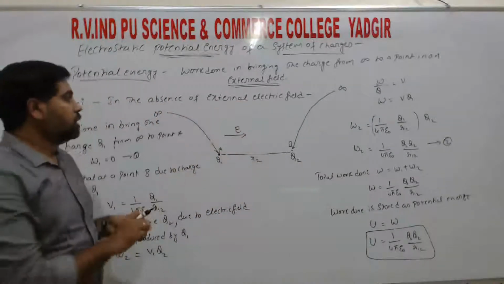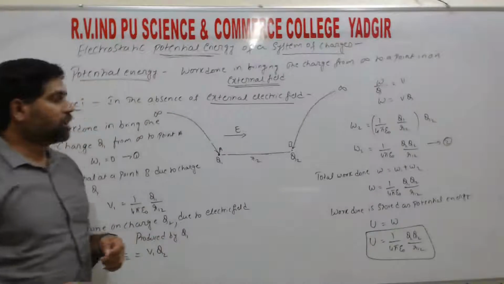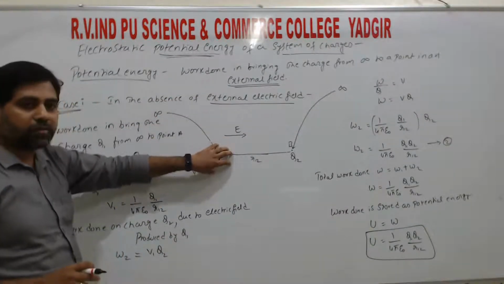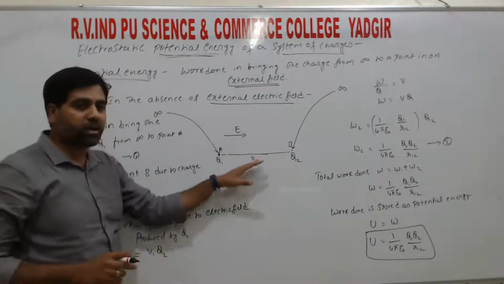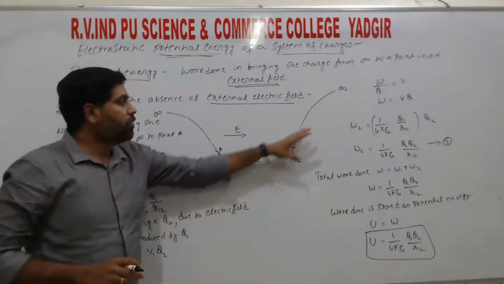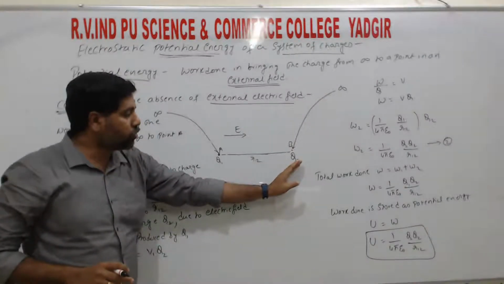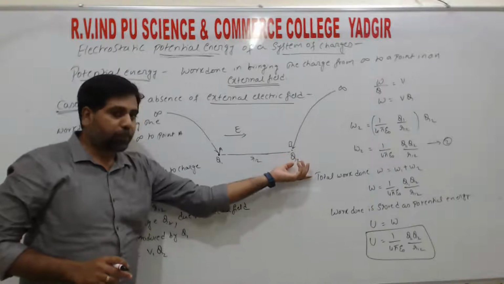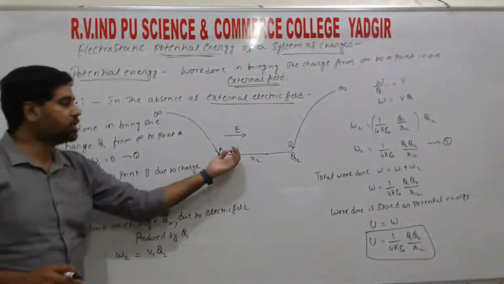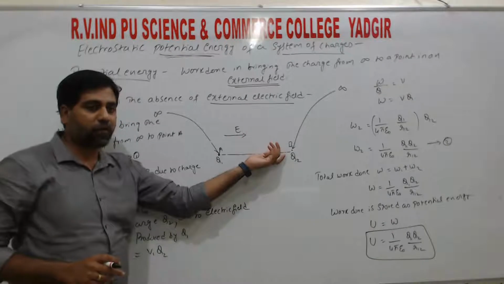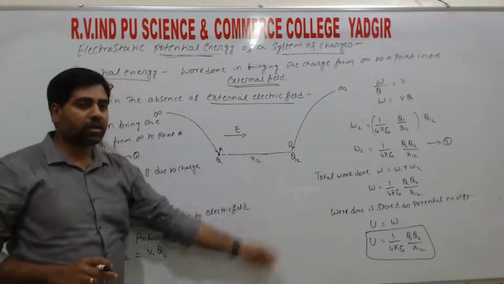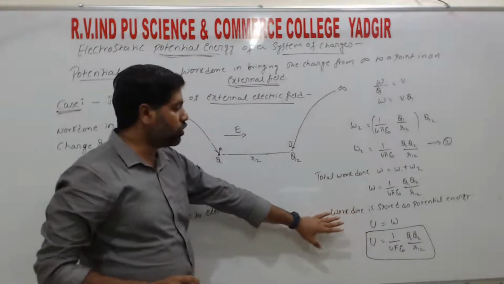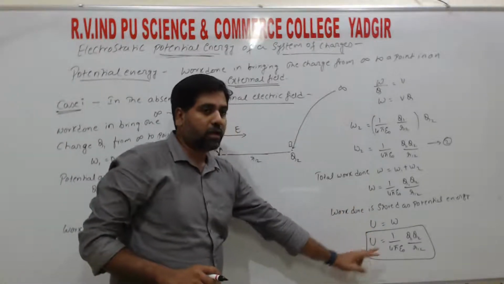So in the absence of an external field, the work done on charge Q1 is 0 because we don't have any external field here, right? So when we bring the second charge from infinity to that point, this Q2 experiences work done. That means it experiences the electric field, that means the force, right? So hence work is done, right? So this is for the two charges. If they ask for only two charges, this will be the final relationship.